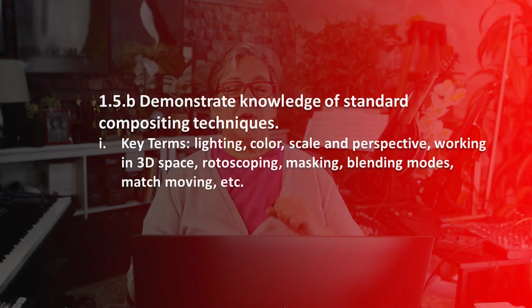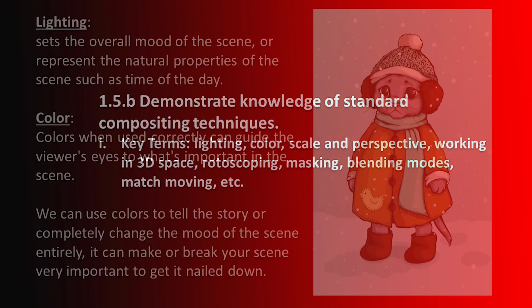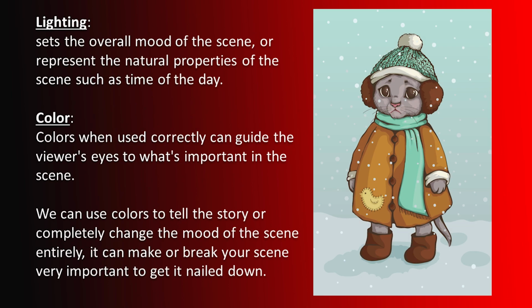In Objective 1.5b, we need to demonstrate knowledge of standard compositing techniques, things like lighting, color, scale, perspective, etc. Let's get to it. Lighting sets the overall mood of the scene or represents the natural properties of the scene, such as time of the day. Colors, when used correctly, can guide the viewer's eyes to what is important in the scene. Like we can use colors to tell the story or change the mood of the scene in its entirety.